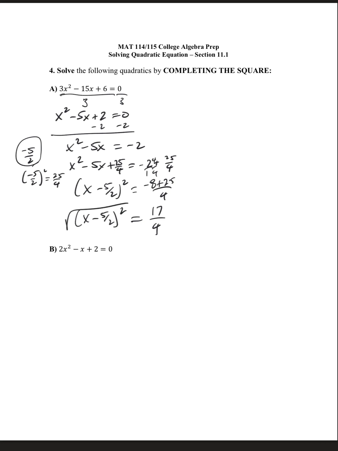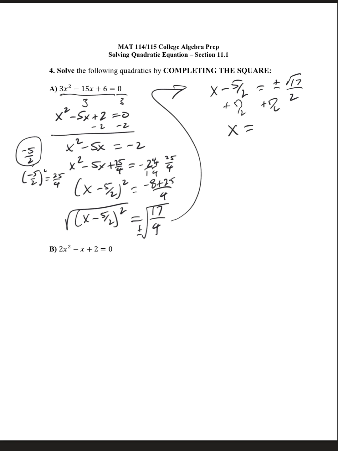So taking the square root of both sides, don't forget your plus and minus. Let me bring that up to the top. We now have x minus 5 halves equals plus or minus. This breaks up: we have the square root of 17, and then the square root of 4 is 2. Now adding 5 halves to both sides, we get x equals 5 halves plus or minus the square root of 17 over 2. Oftentimes we'll write this answer, since we're adding and subtracting, as 5 plus or minus the square root of 17 all over 2.